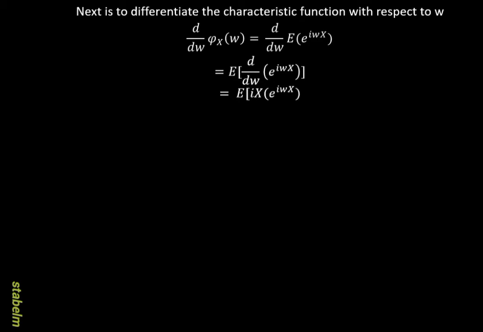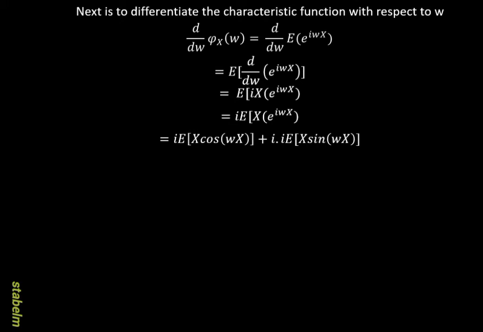Now this imaginary i, we can bring it out, so we're going to have it this way: i E[X e^(iwX)]. And we should not forget that we can expand this in the form of trig, and this is going to be cos wX plus i sin wX. But we shouldn't forget that we already have an imaginary i outside the bracket here. So this will lead us to the expansion here: i E[X cos wX plus i X sin wX].